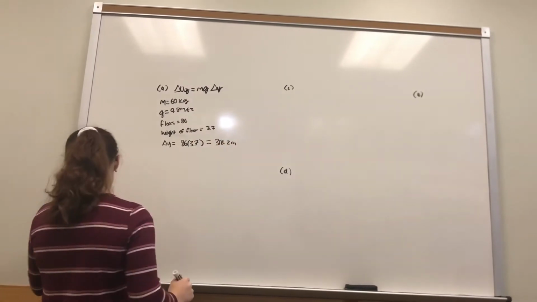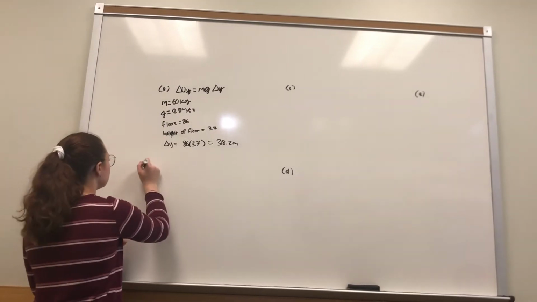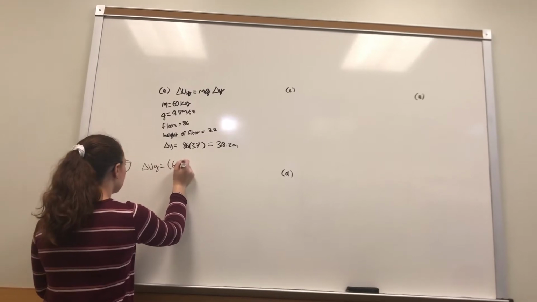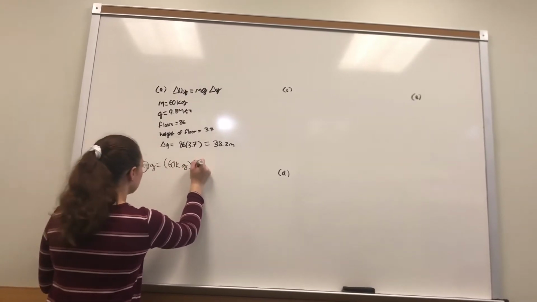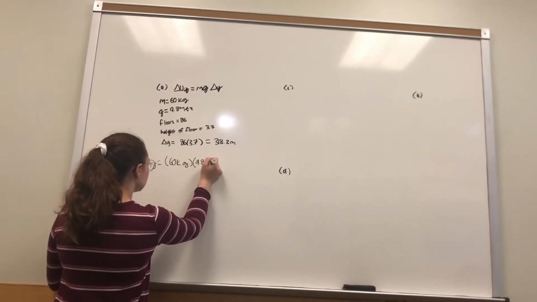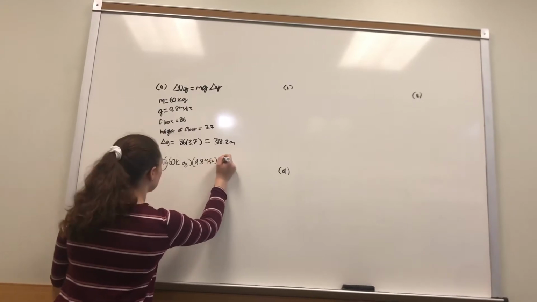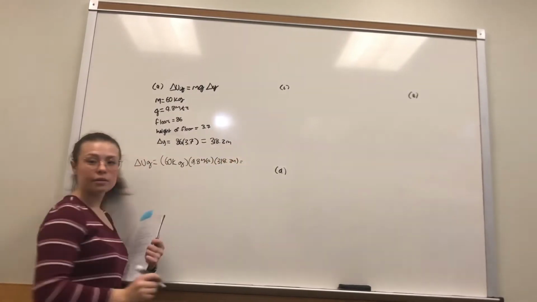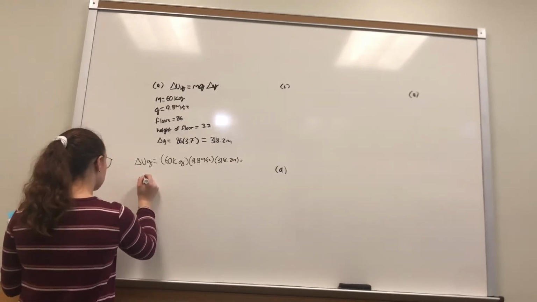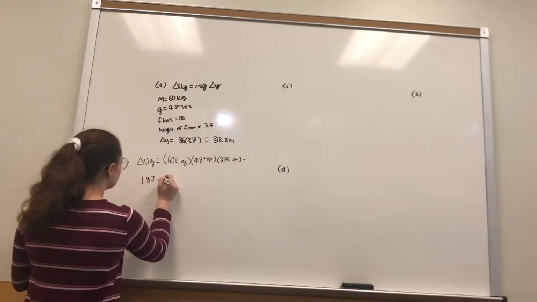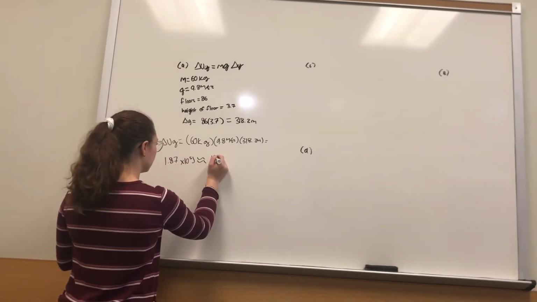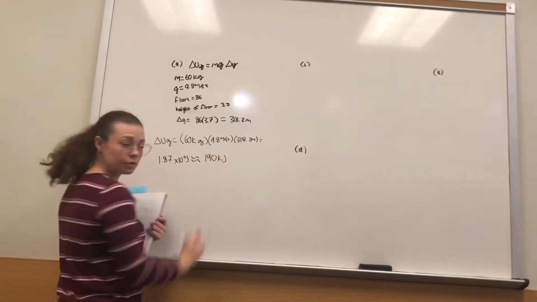And then, so our change in UG is going to equal 60 kilograms multiplied by 9.8 meters per second squared multiplied by 318.2 meters, and we end up getting 1.87 times 10 to the 5th joules, or approximately 190 kilojoules.